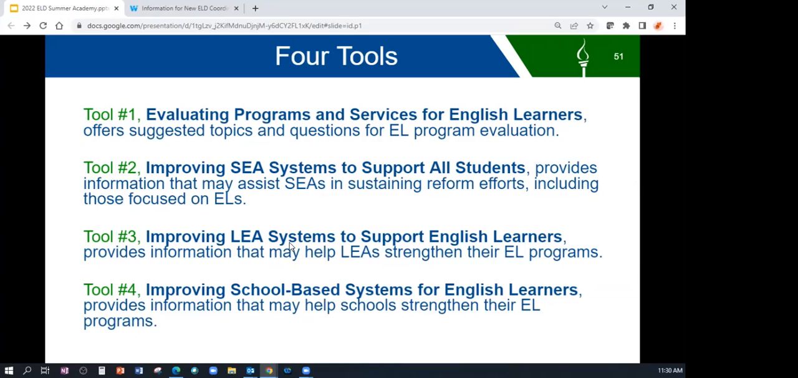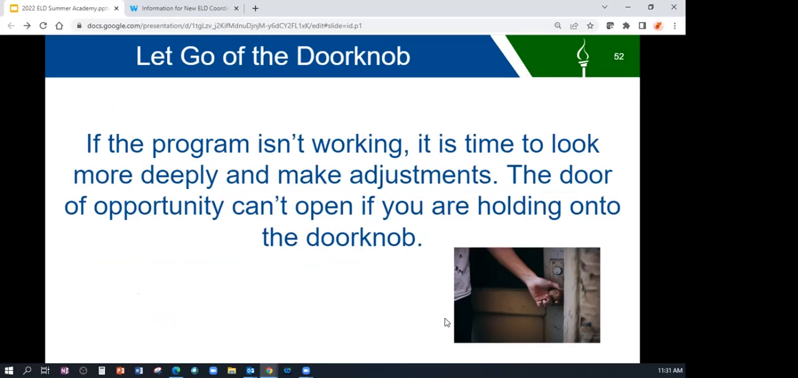Tool 3 is improving your local system. So it gives you some ideas on how you can strengthen your local education program for English learners. And then improving school-based systems for English learners gives you information to help schools strengthen their EL programs at the school level. So school level, local level, state level, and then topics and questions. So this is a very helpful chapter.